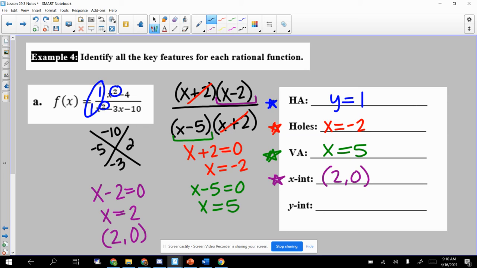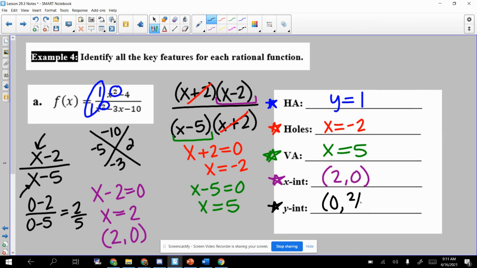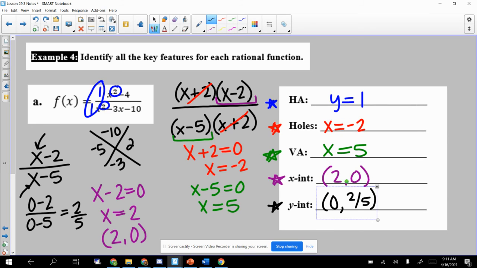So our most simplified version is that x minus 2 that's left in the numerator over that x minus 5 that's left in the denominator. And so if I just plug in 0 here and here, it's going to be 0 minus 2 over 0 minus 5, which is going to be negative 2 over negative 5, which is going to be 2 over 5. So that would be (0, 2/5) is where your y-intercept is going to fall.